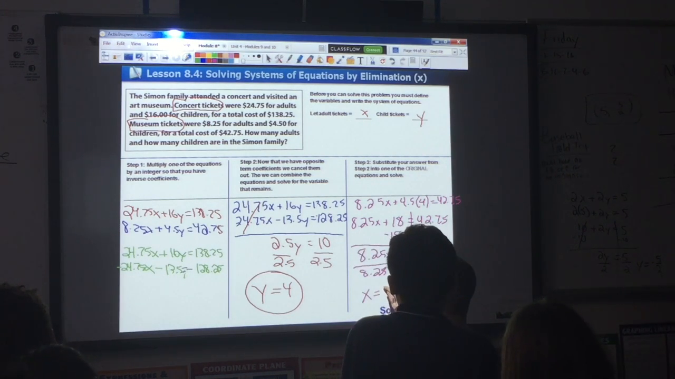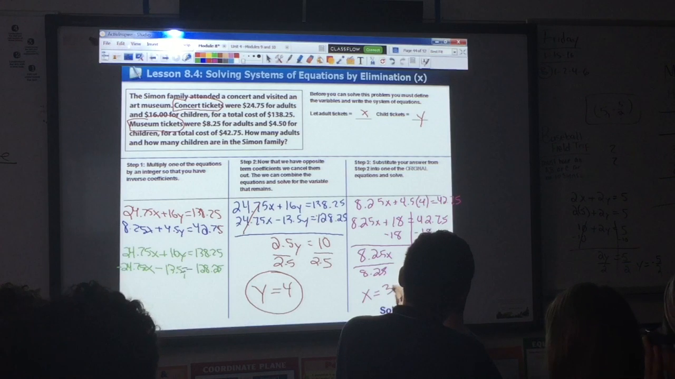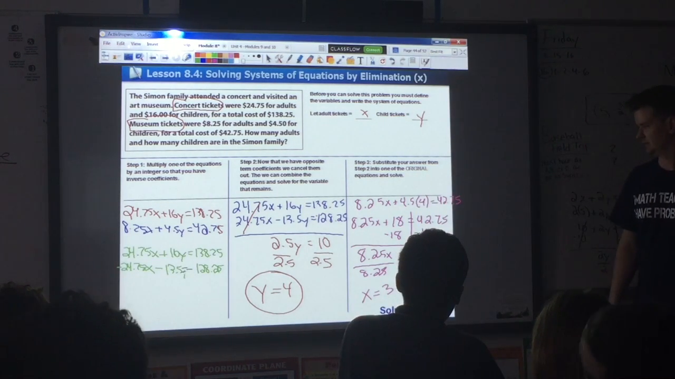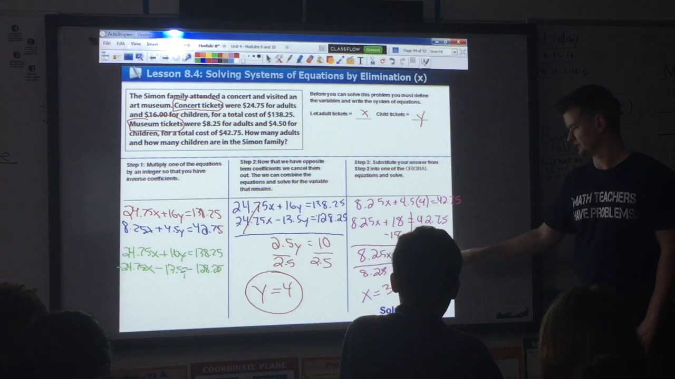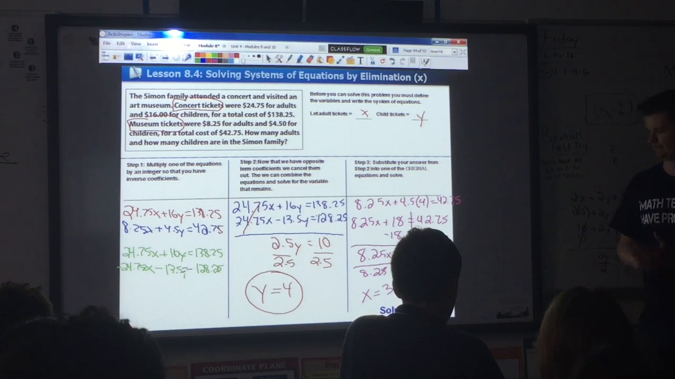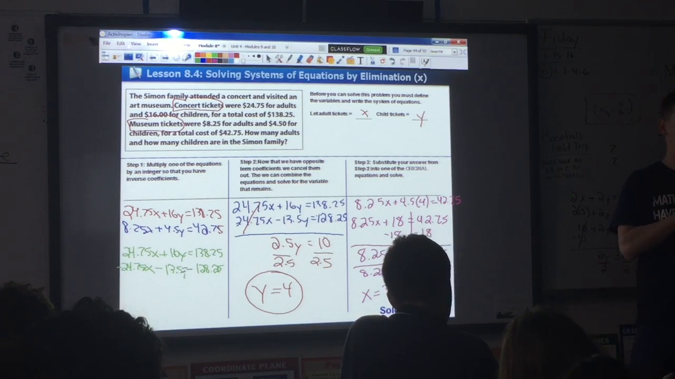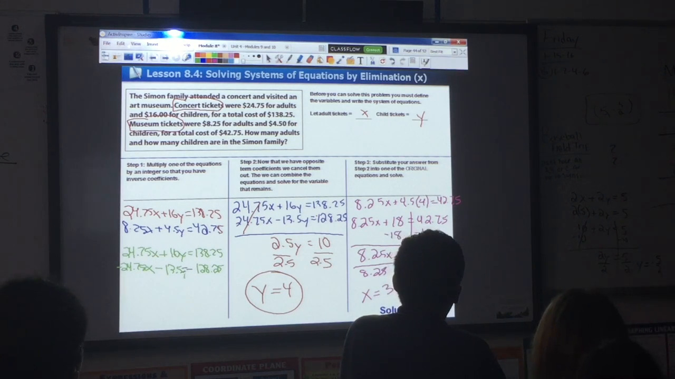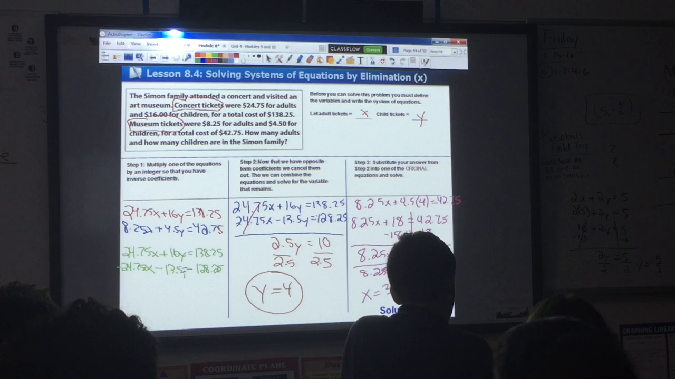X is equal to, anybody? 3. So my solution is (3, 4). Is that 24.75 or 25? 24.75. And that is my solution. I'll show her. Write that in, look over what you wrote, and tell me if you have a question.